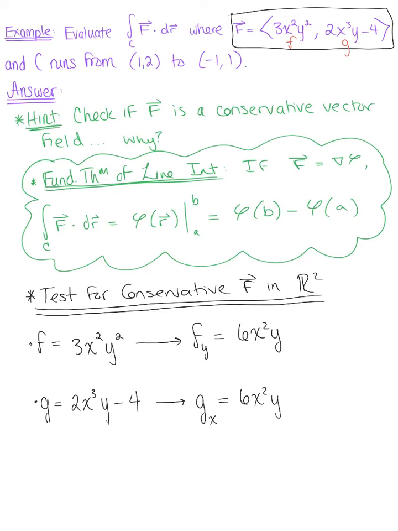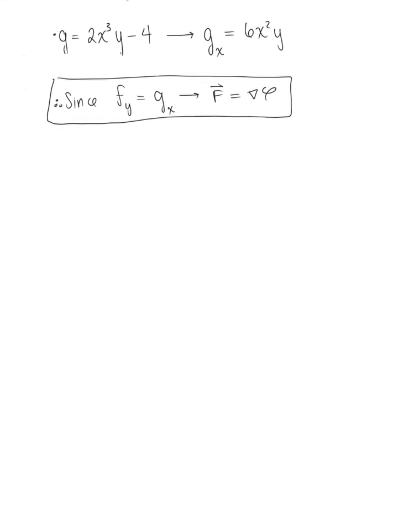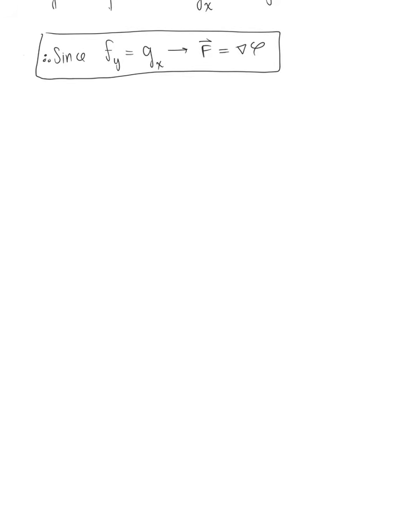So we're very excited. Since the partial derivative of f with respect to y is equal to the partial derivative of g with respect to x, we know that F is conservative. Or in other words, there exists a potential function phi of x, y such that our vector field can be written as the gradient of phi. So our next order of business is to find this potential function.